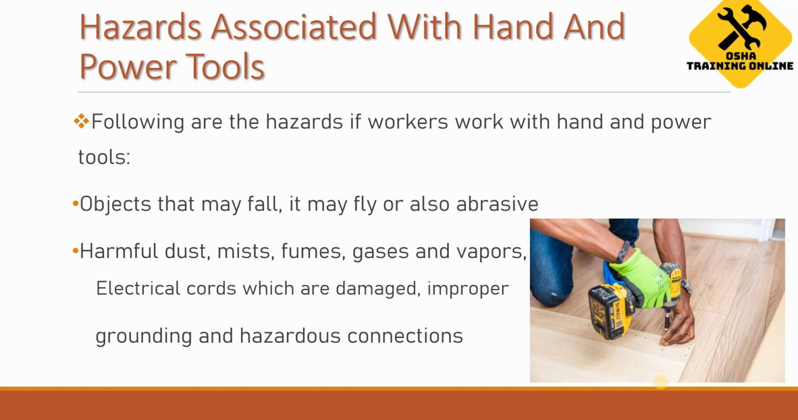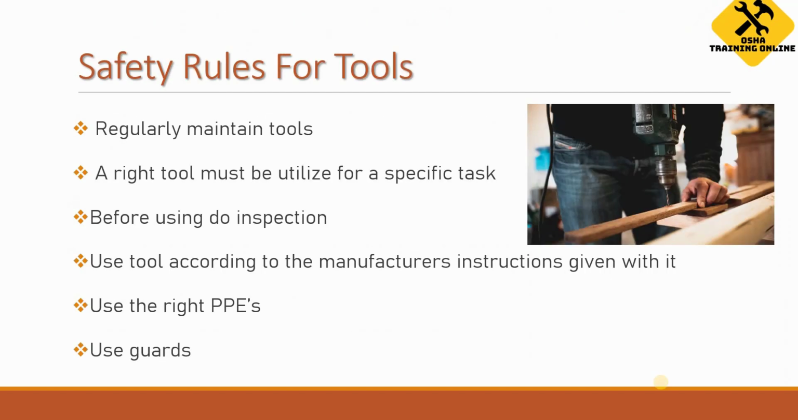So these are some of the hazards involved with hand and power tools, both of them. These hazards can occur in hand tools as well as in power tools. Now, what are some of the safety rules for different kinds of tools, either hand tools, power tools, or electrical tools?